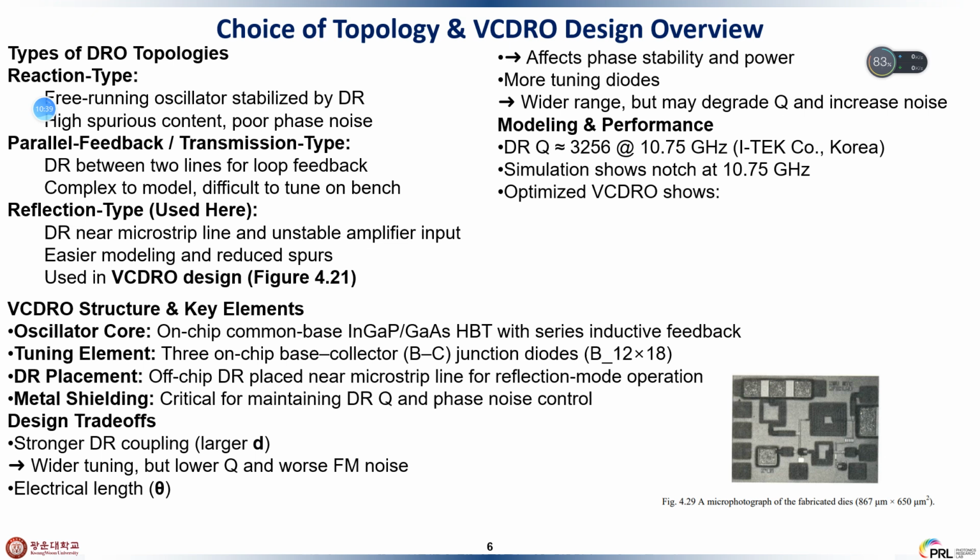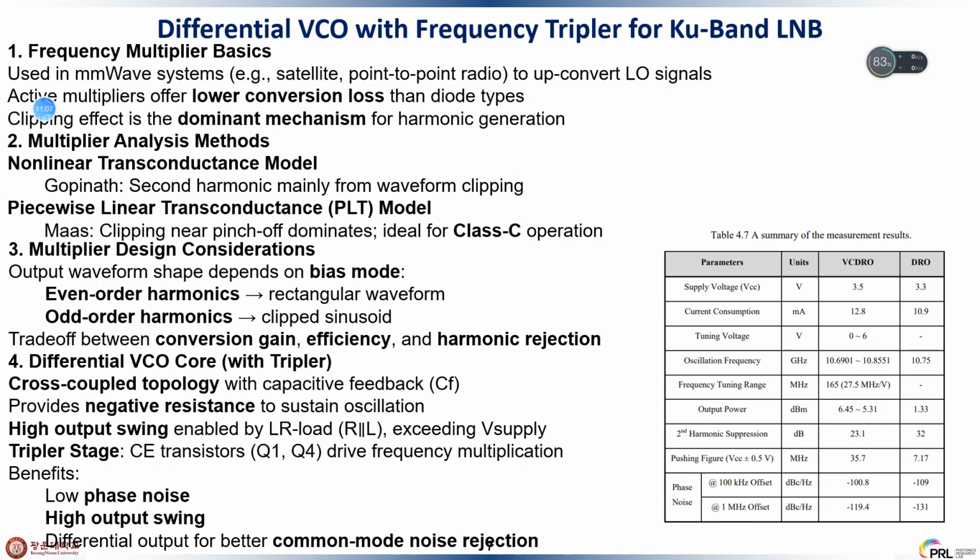And finally, it's the design trade-off. Trade-off means you cannot get everything best. You need to give up something. That means if you want stronger DR coupling, you need a lower Q value and worse FM noise, and like that. And then it's the differential VCO with the frequency tripler for the Ka band LNB.